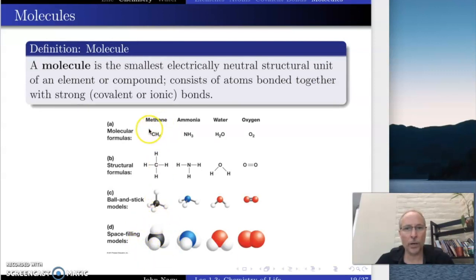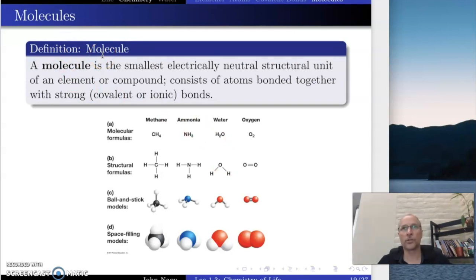So here's the way I want you to think about it. When we draw the molecular formula or the structural formula, I want you to see in your head the actual space filling model, because that's a better representation of what it's like in three-dimensional space. Now, all of these things that we've made here are what are referred to as molecules. Molecules are different than elements.